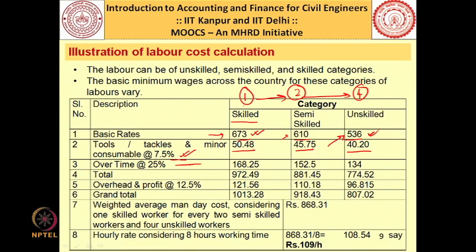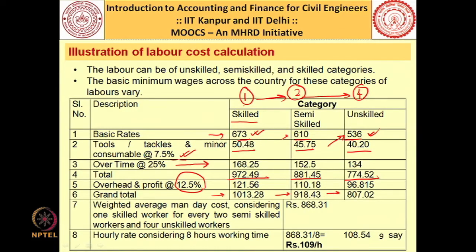Overtime, for analysis purpose normally we consider 25%. If some worker is working in overtime, you will have to give double the basic wages that they are supposed to be getting during normal times. So, I am considering 25% extra on this. When you add it up, you get these values 972.49, 881.45 and 774.52. Overhead and profit, depending on your organization policy, it could be either 12.5% or 15%, you can add it, and then that way you will be able to get these values.